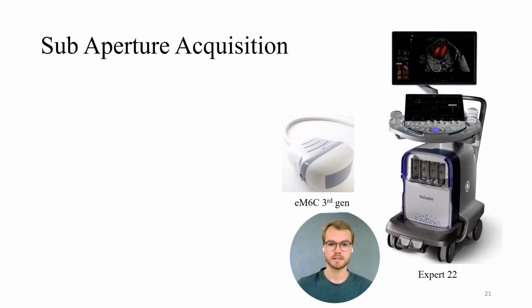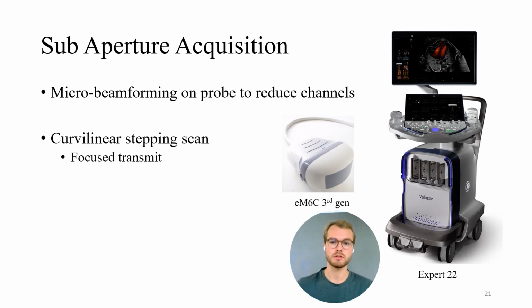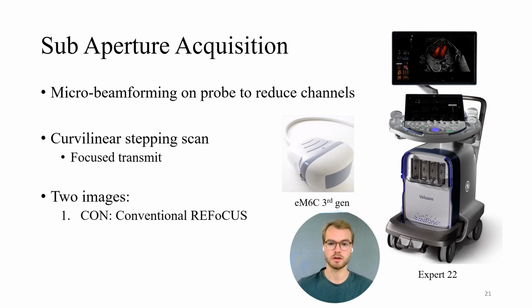We now turn to a second experiment using a sub-aperture micro-beamforming probe. The micro-beamforming is done to reduce the number of channels, and the reduction in channels will produce grating lobes. We use a 2D curvilinear matrix array probe called EM6E from GE Healthcare. We use stepping scan with focused transmit and create 2 images with REFoCUS. The first image performs conventional REFoCUS. The second image performs REFoCUS with spatial weighting and suppresses the grating lobes from the sub-aperture probe.